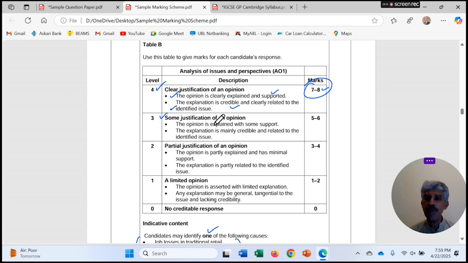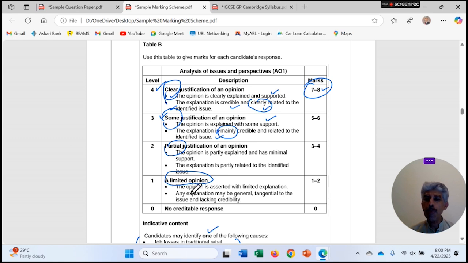But if there is some justification of an opinion, not the full one, the opinion is explained with some support, the explanation is mainly credible and related to the identified issue. Over here we can see mainly, and here we have clearly related. So this is the difference between level 3 and level 4. Partial justification. So here are the words which are really very important.